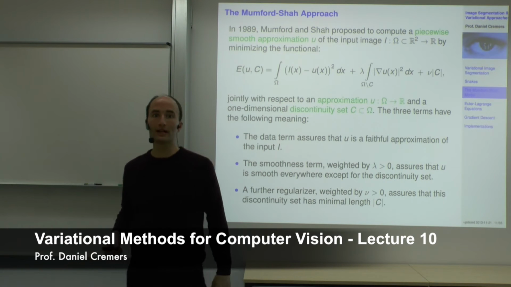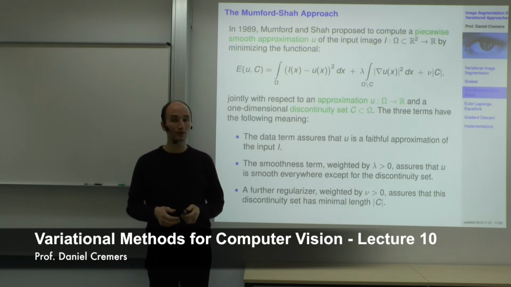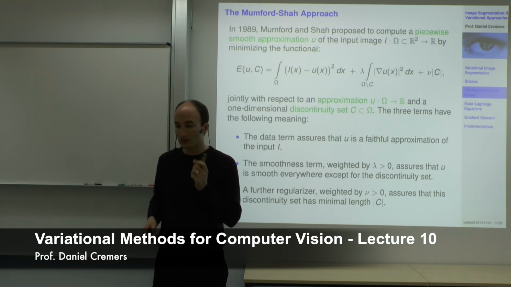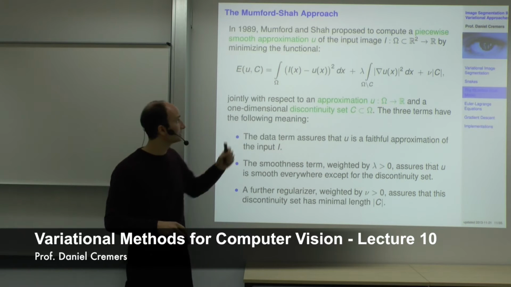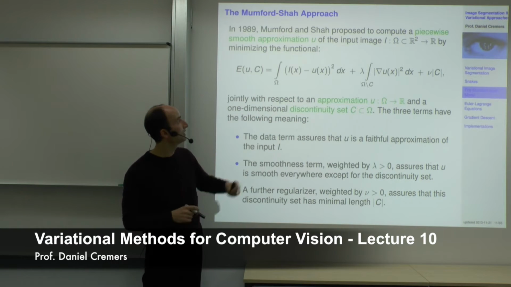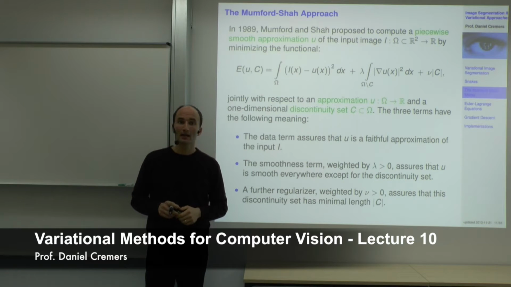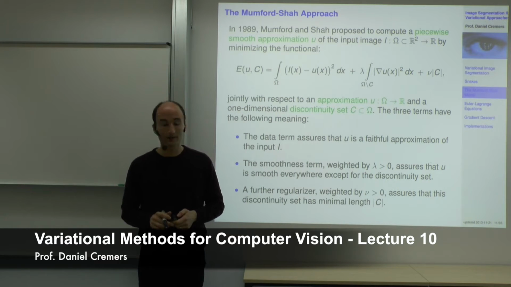Okay, welcome to the next class on variational methods for computer vision. Last time we talked about the Mumford-Shah functional, and I'm starting with that slide again. Here you see the Mumford-Shah functional. As I mentioned, it has three terms.